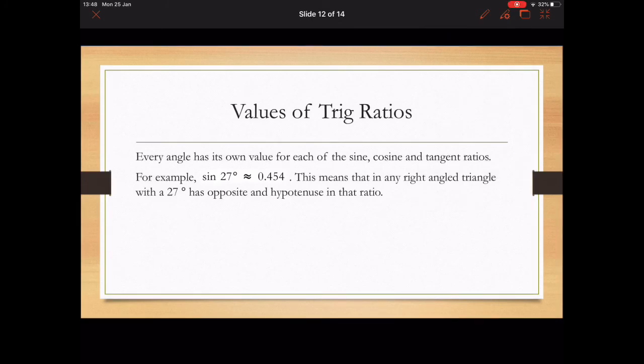Good afternoon, everyone. Today's just going to be a quick little video about how we actually use the trig ratios. So a very simple one, very quick one to begin with. Every angle has its own unique value for sine, cosine, and tangent.